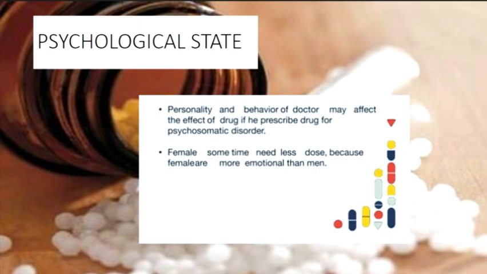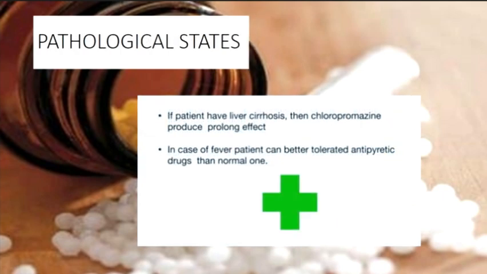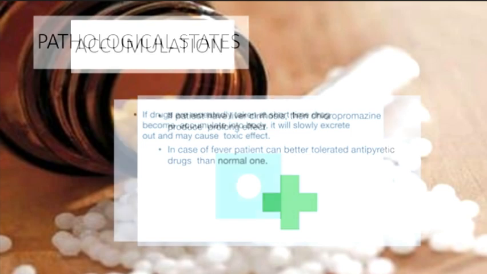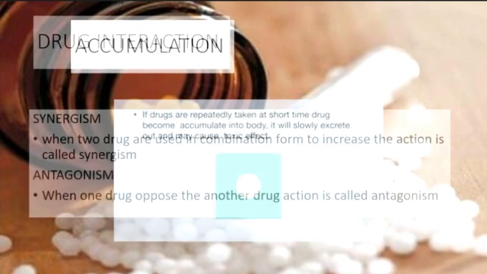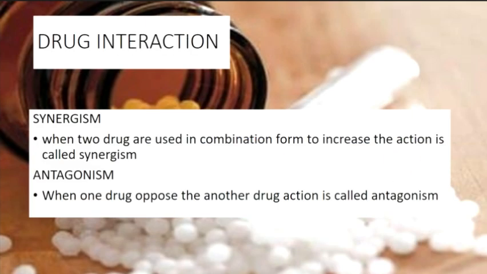Next one, the drug interaction. Drug interaction will consist of synergism and antagonism. Synergism means that two drugs enhance or increase the action. Antagonism is just the opposite to that. Two drugs are used where one opposes the other drug's actions.